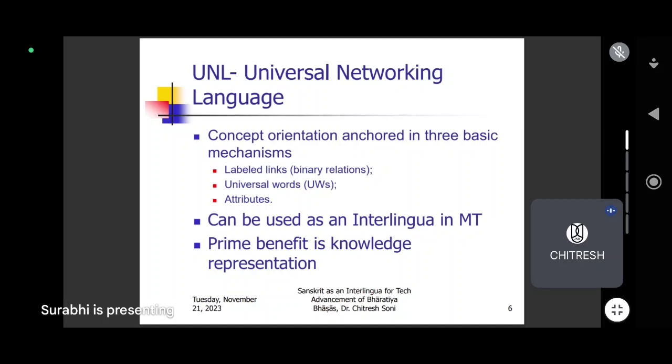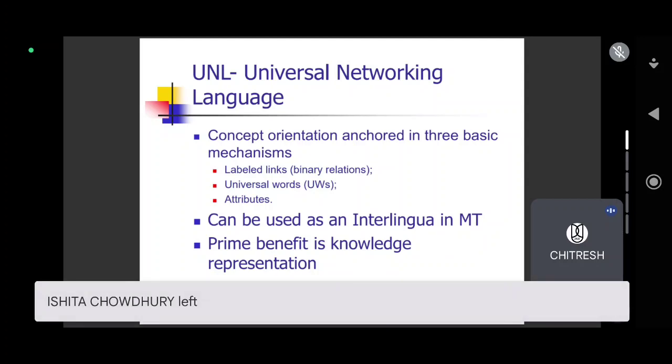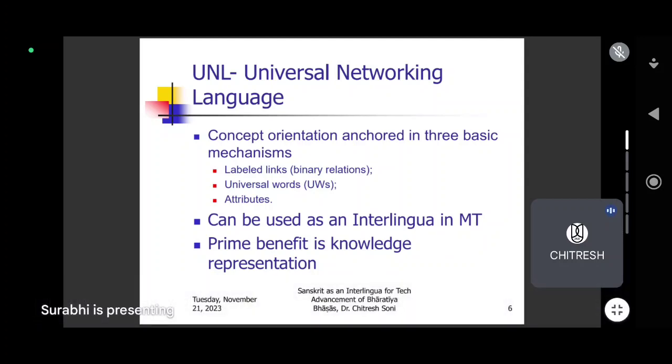Then the concept of Universal Networking Language came to the fore. Concept orientation was anchored in three basic mechanisms: labeled links, which were binary relations between the tokens, then universal words, and then attributes. Three things. And it can be used as an interlingua in machine translation. But it should not be forgotten that UNL can be very well used as an interlingua, but its prime benefit is knowledge representation. Okay, next please.